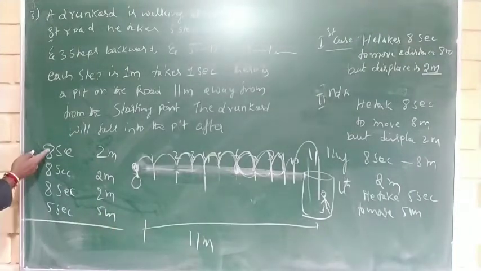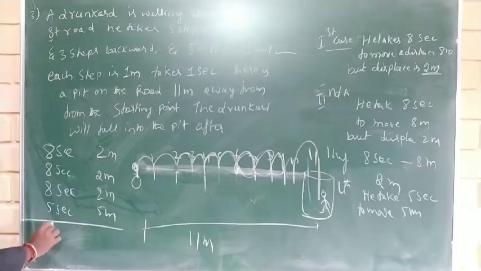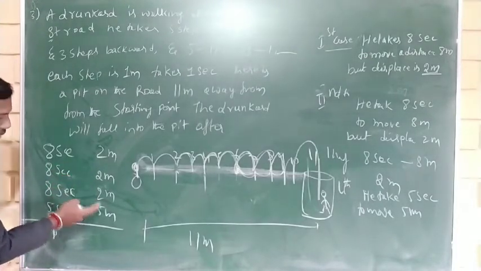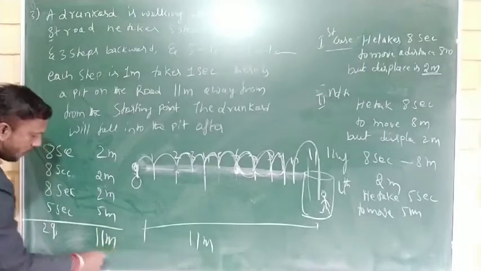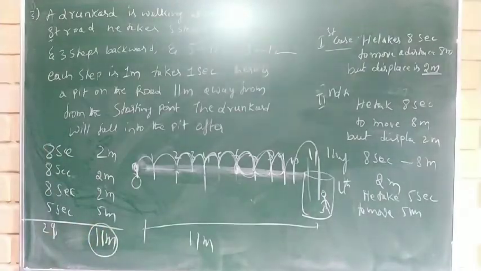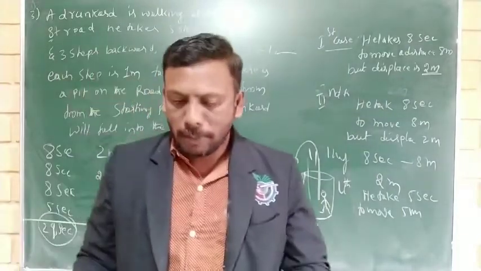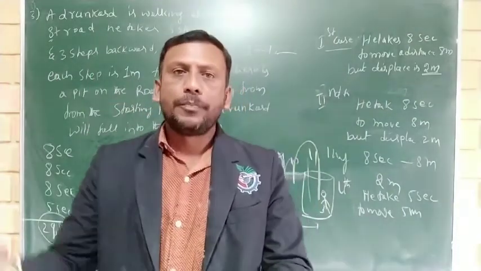Add the total seconds: 8 plus 8 plus 8 plus 5. Total is 29 seconds. Total displacement is 2 plus 2 plus 2 is 6, 6 plus 5 is equal to 11 meter. Therefore, the drunkard falls into the pit after 29 seconds. Okay.